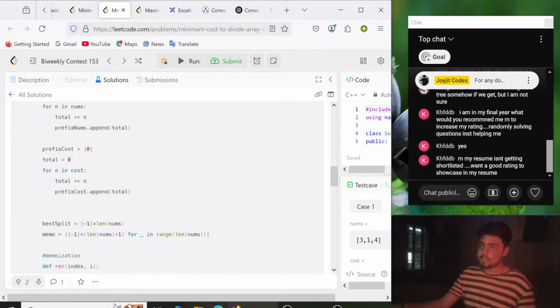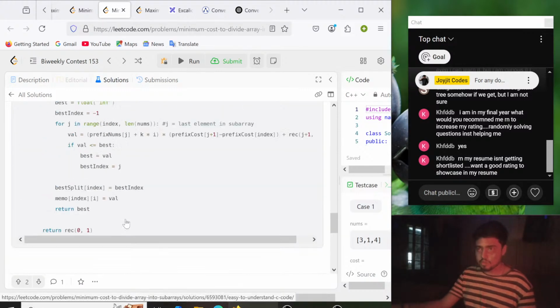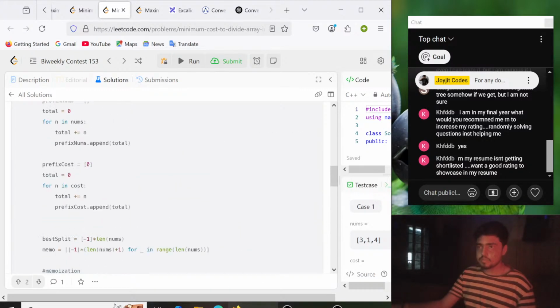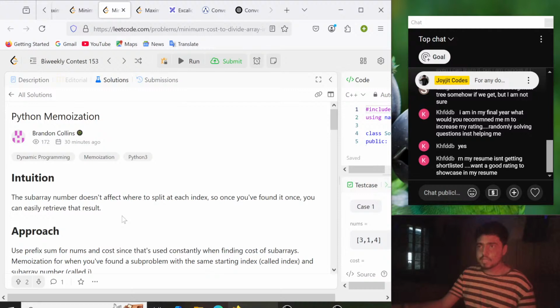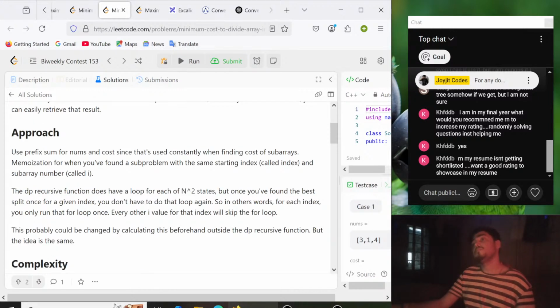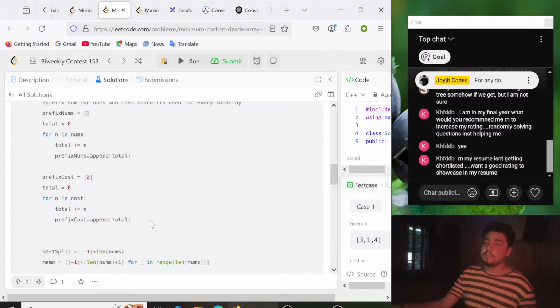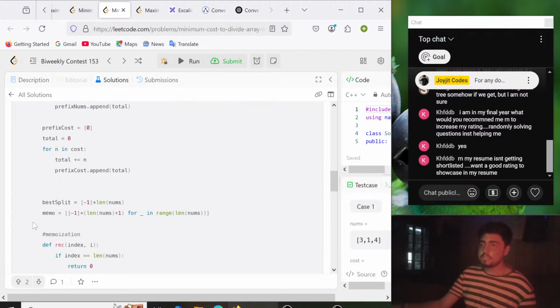Now best split, that is something that is going to return, I guess. No, it is returning a vector. What the heck is best split though? Okay, it is basically -1 into the whole of the length. Okay, that is the best split, and he is using memoization.